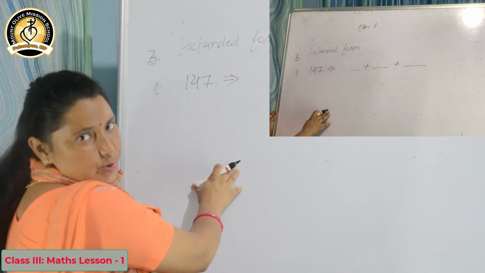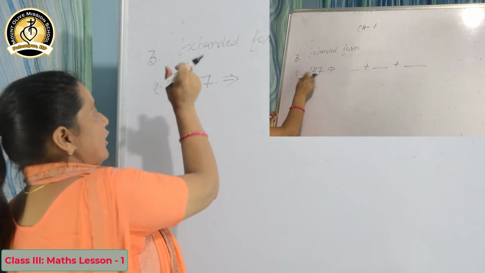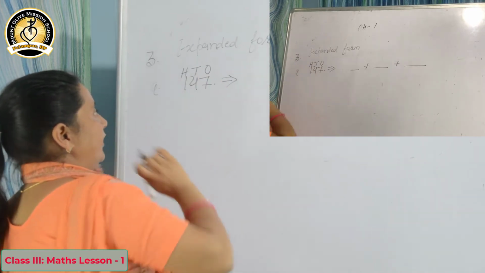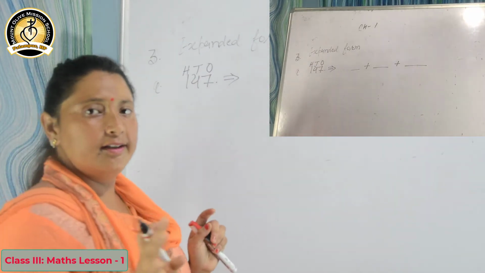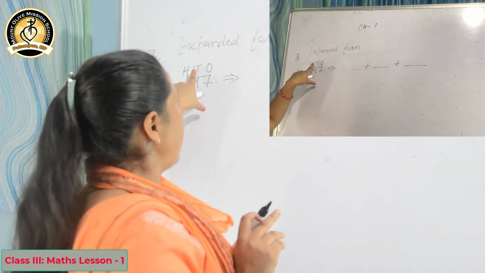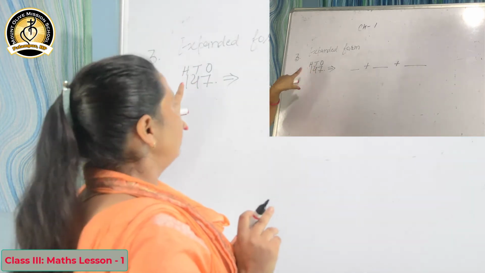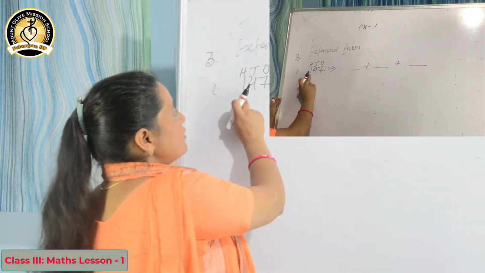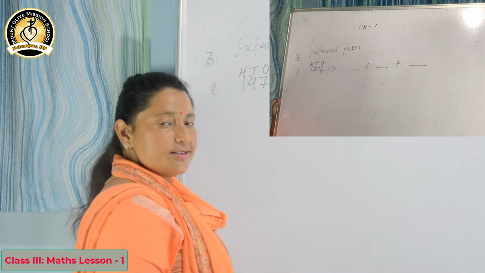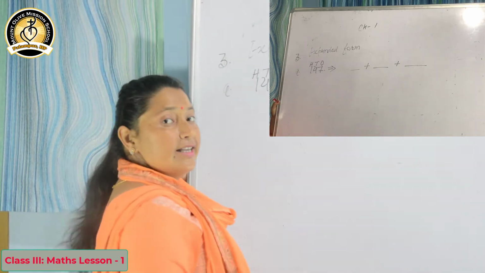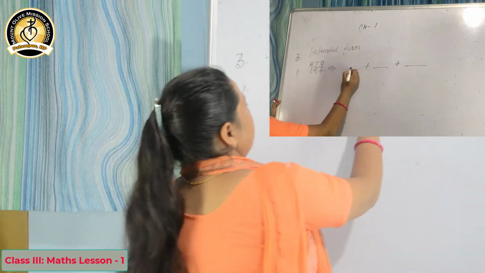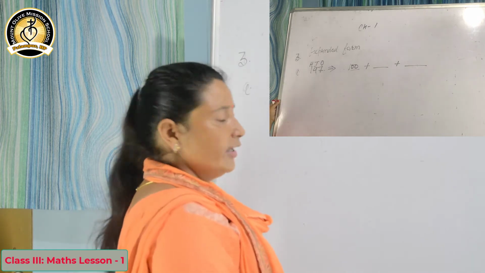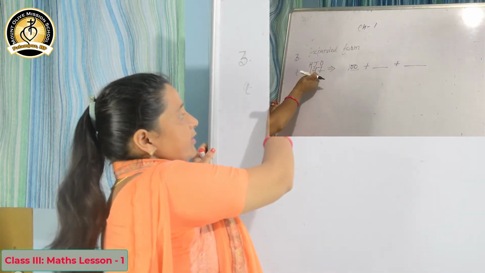First of all, dear students, write the place values: ones, tens, and hundreds. Ones, 7. Tens, 4. Hundreds, 1. So, what is the place value of 1? Yes, 100. Very good. So write 100.